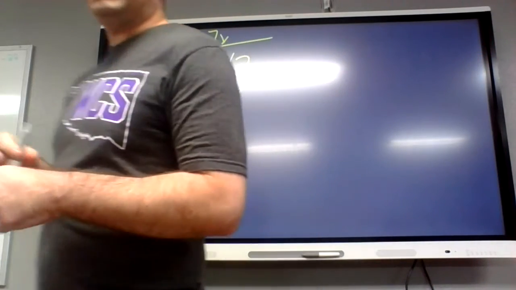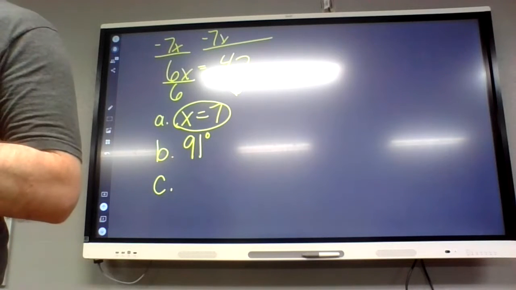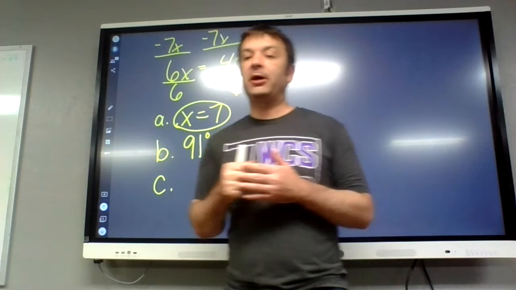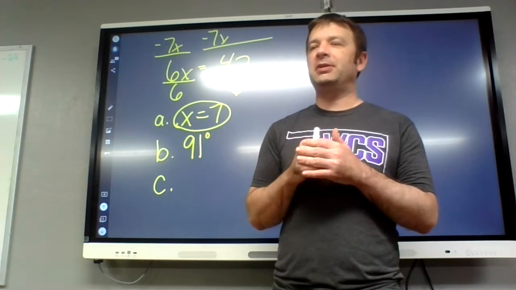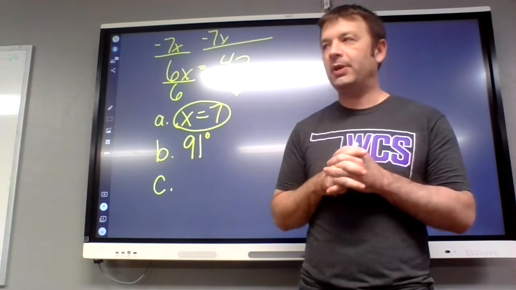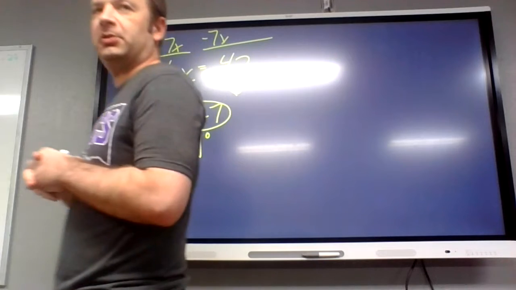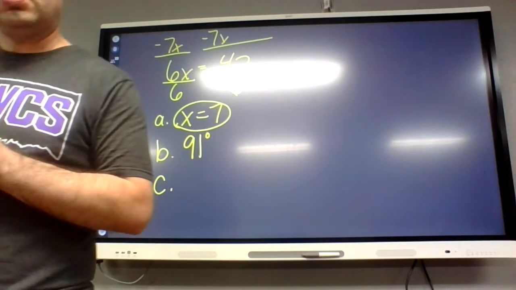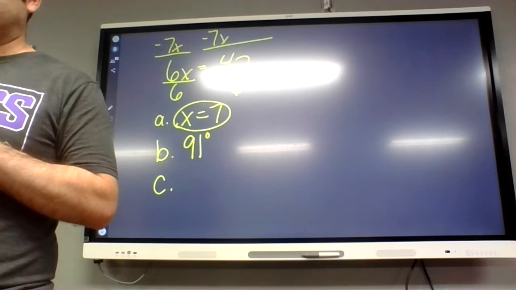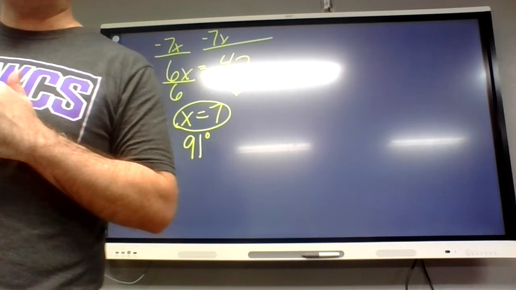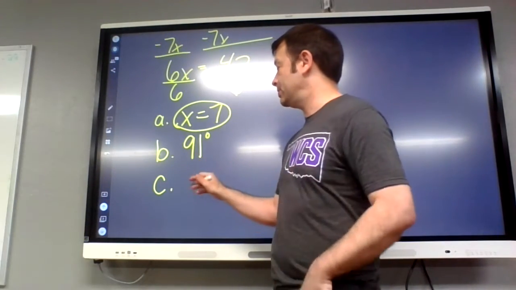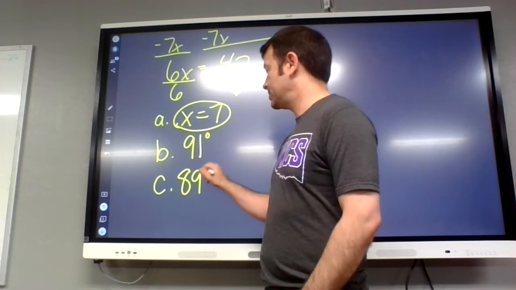Okay, then question C says find the measure of angle CED. That'd be the right angle. They didn't label that one. How could we find the right angle? Subtract from 180. Yes, subtract from 180. Those two angles below line AC are a linear pair. They have to add up to 180. So if we do 180 minus 91, 89, we get that missing angle.